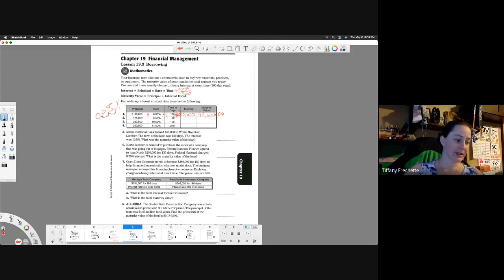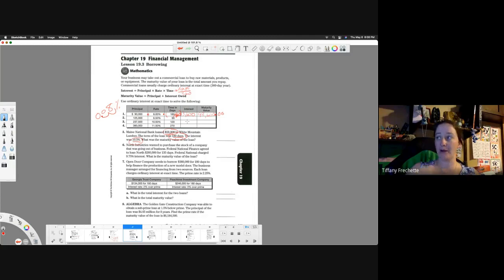All right, so if we look at any of the word problems here, they're all pretty much the same idea. Maine National Bank loaned $58,000 to White Mountain Lumber. The term of the loan was 180 days. The interest was 10.5%. What was the maturity of the loan? So we do principal times interest times time, remember, divided by 180. And that'll give me my interest.